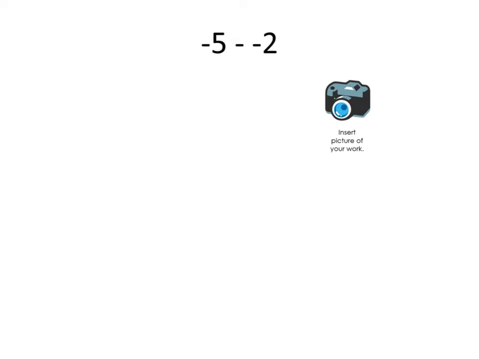Hit pause. Did you get negative 3? If not, let's look at why not. So this was a minus sign. Anytime you have a minus sign, you have to add the opposite. The opposite of negative 2 is positive 2. So negative 5 plus positive 2. Signs are different. Same sign, add and keep. Different sign, subtract. So we subtracted the numbers. 5 minus 2 is 3. Keep the sign of the bigger number. So the 5 is bigger than 2, and it has a negative. So our answer is negative 3.